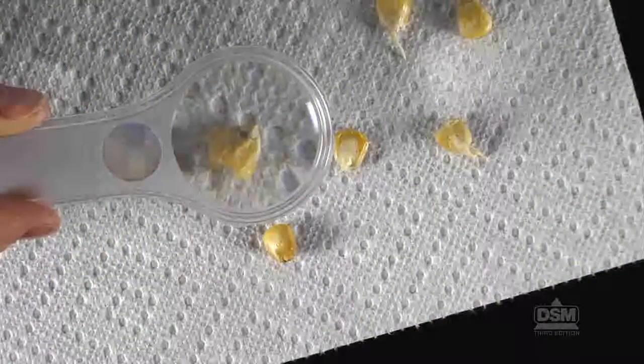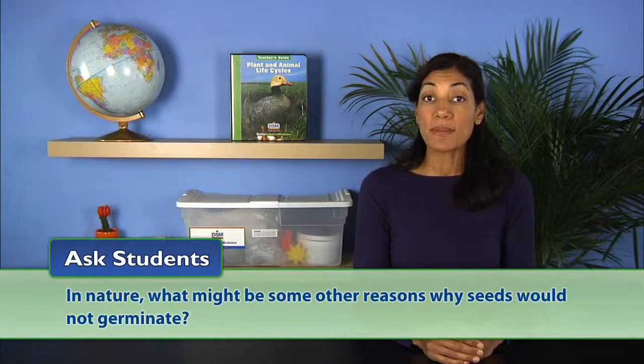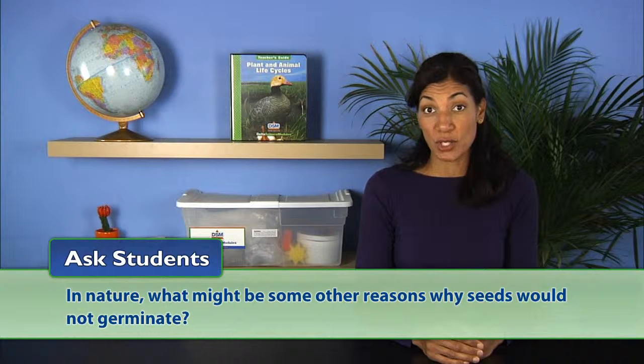Next, encourage students to imagine a corn plant in a small garden. Then lead a discussion as to why some corn seeds did not germinate. Students may suggest that some of the seeds were dried out or old. Ask students, in nature, what might be some other reasons why seeds would not germinate. Students may suggest that seeds could get swept into lakes or eaten by animals.